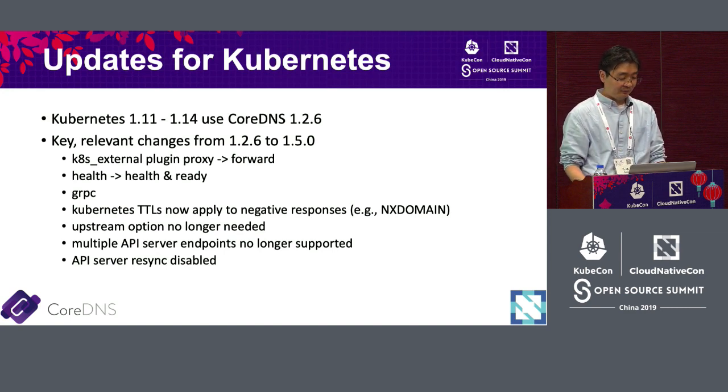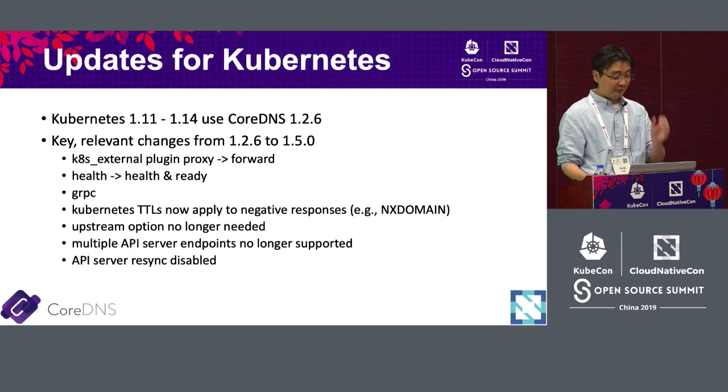For example, in CoreDNS 1.5, the health plugin itself has been replaced with health and ready. The gRPC plugin has been introduced. Also, there are some other changes. For example, multiple API server endpoints are no longer supported. If you have a CoreDNS that is not part of the Kubernetes cluster, you can still talk to Kubernetes, but you cannot talk to multiple API servers anymore.